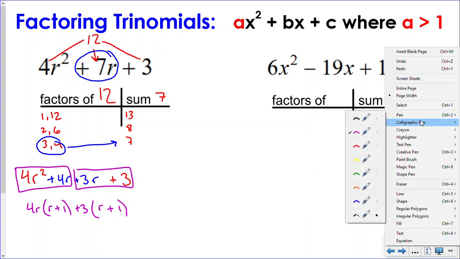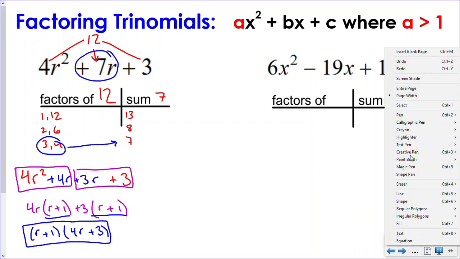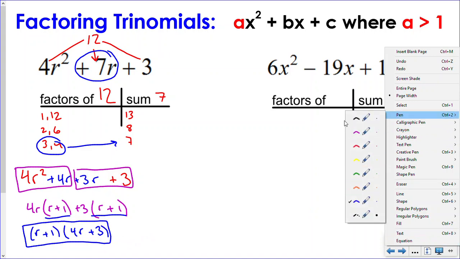Now if I look at that expression, I still have two terms, each with a common factor of r plus 1. So I'm going to factor out the r plus 1, and when I do that, I have 4r plus 3 left over. We check to make sure that there's no more greatest common factors, and when there aren't, we know that we've completely factored the polynomial. So we're going to try another one together before you guys move on to on your own.